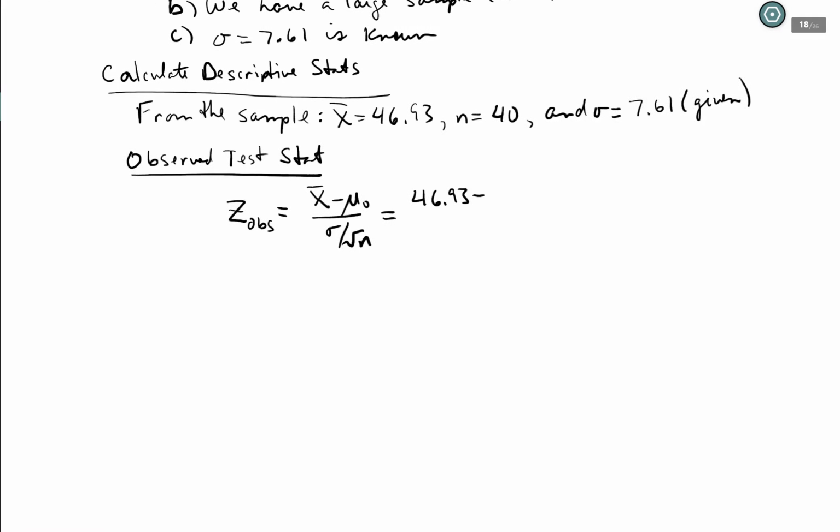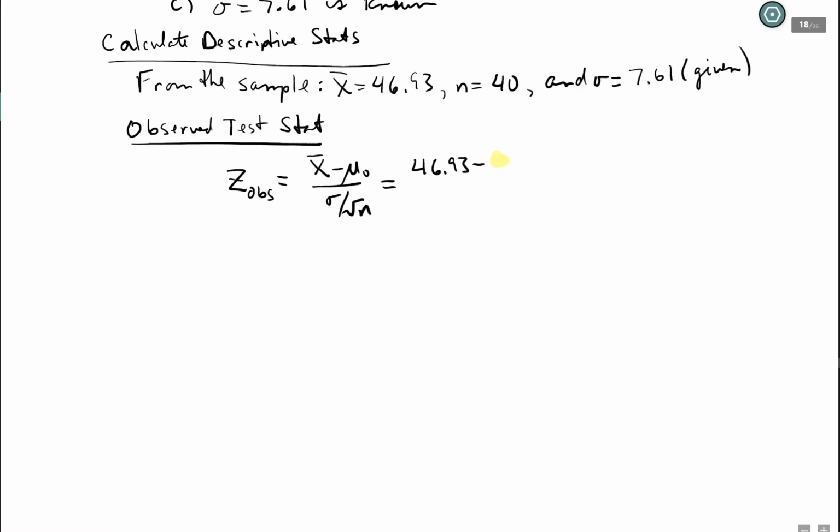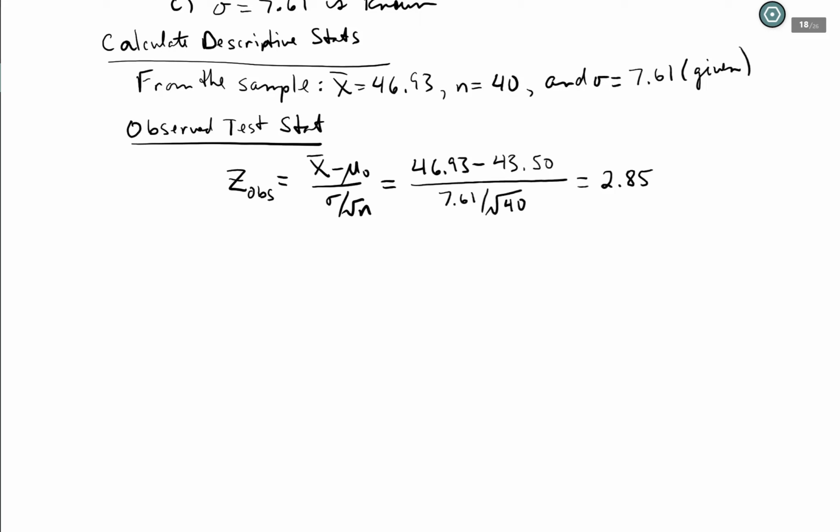Okay, so we are going to plug in here 43.50, divided by 7.61 over root 40. Okay, and if you do that computation, you will get 2.85. So make sure you can get that. So what is this saying? This is saying basically that X bar is bigger than mu naught by 2.85 standard deviations.